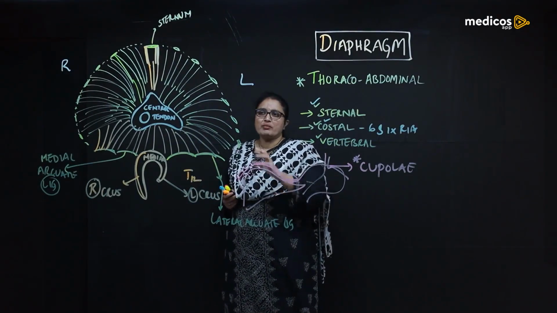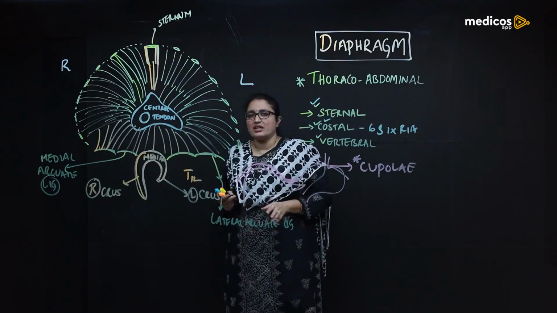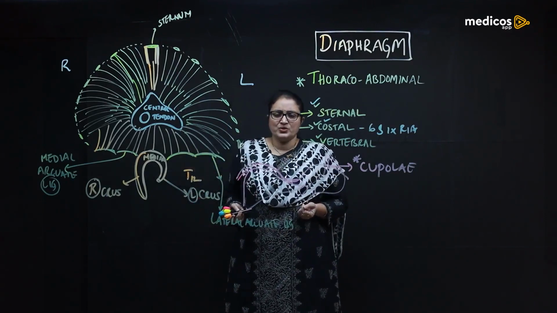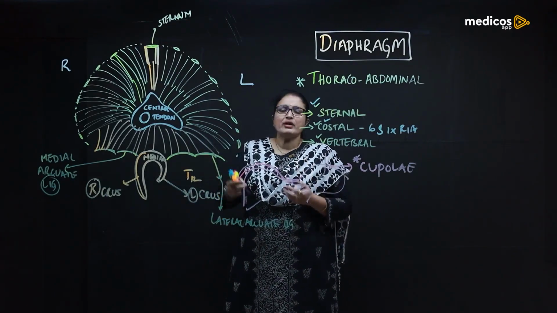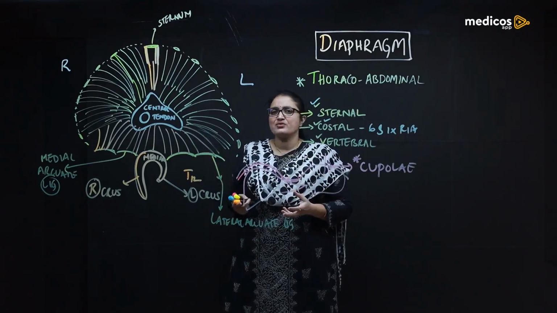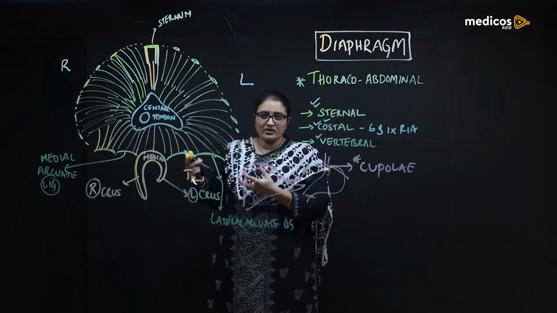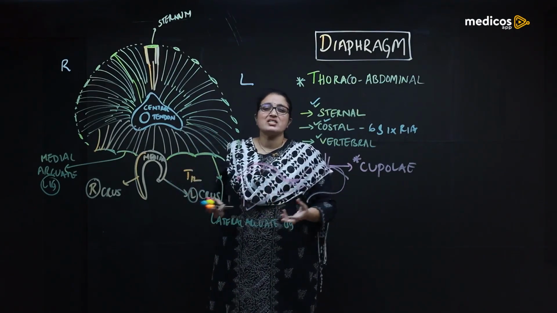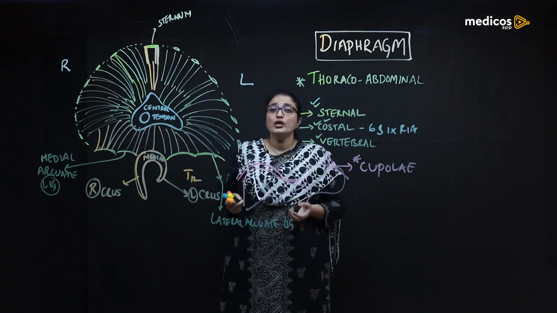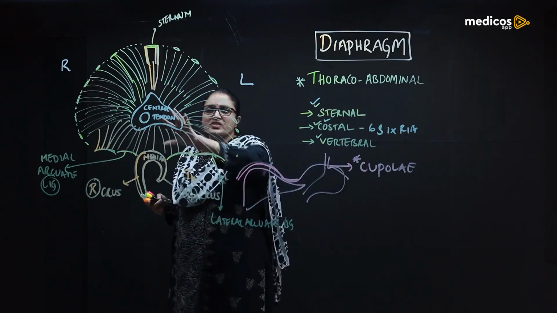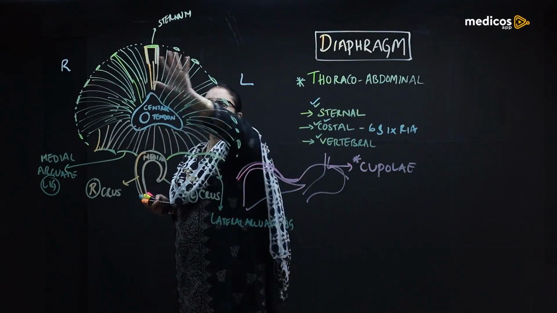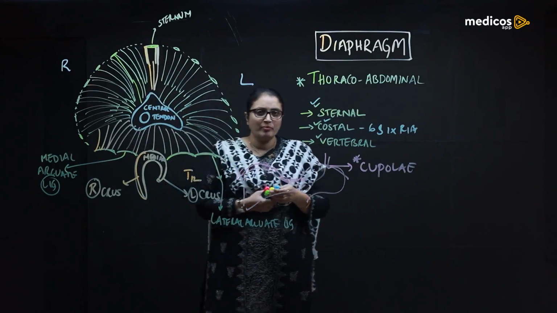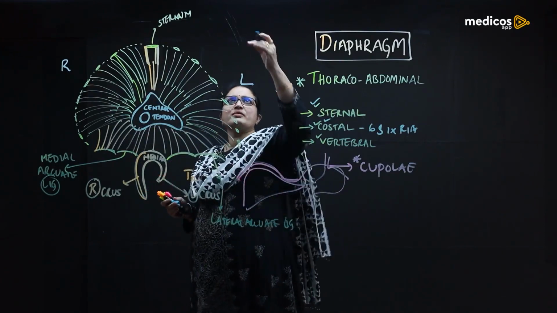Developmentally, please remember that the central tendon develops from the septum transversum, whereas the muscle fibers arise from myotomes which migrate along with the phrenic nerve. These are the cervical myotomes which migrate into the pleuroperitoneal membrane. So the central tendon is formed by the septum transversum, whereas the remaining part, into which the cervical myotomes migrate, is formed from the pleuroperitoneal membrane. Developmentally, two structures help in the formation of the diaphragm.